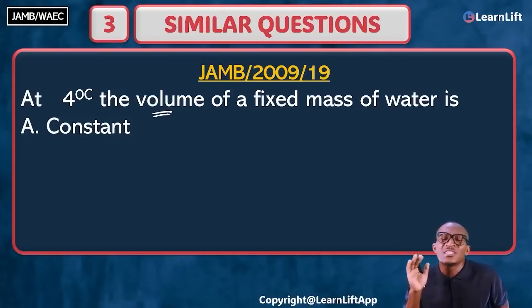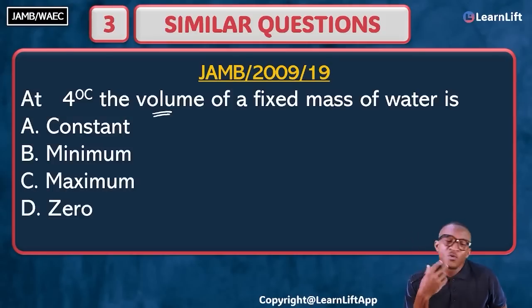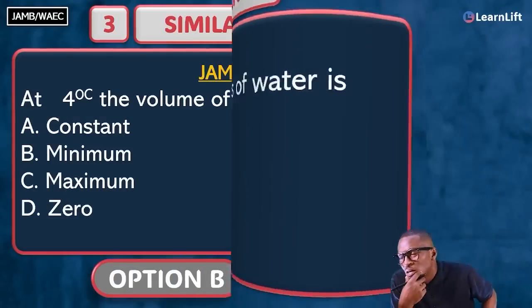First of all, will it increase or decrease? At 4 degrees, density is maximum. What happened to volume? Volume will be minimum. A is a minimum, C is a maximum, D 0. What becomes the answer, everybody? The answer becomes minimum, making option B the answer.